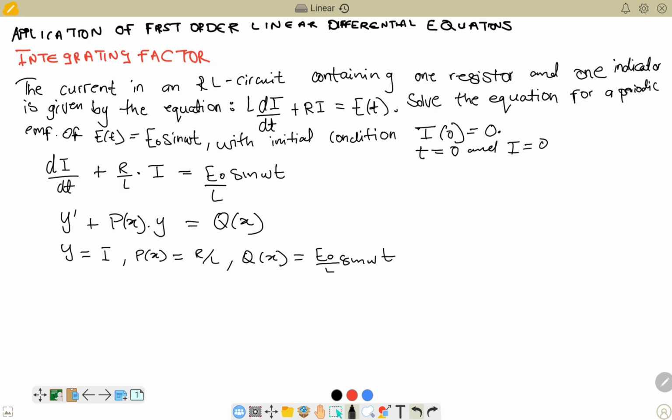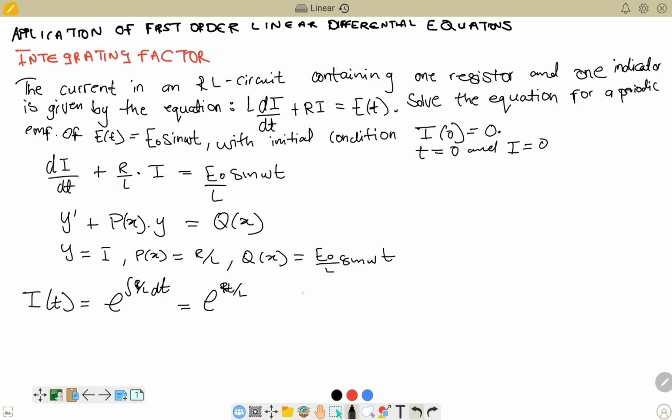So okay, let's find the integrating factor. And we know that when you find the integrating factor, we say I of x, but let's just say I of t now, because our operational variable is t. We know that it's going to be e to the power integral of p(x) dx. So what is p(x)? It's R over L, then dt. When we solve for that, we'll find that it is actually Rt over L.